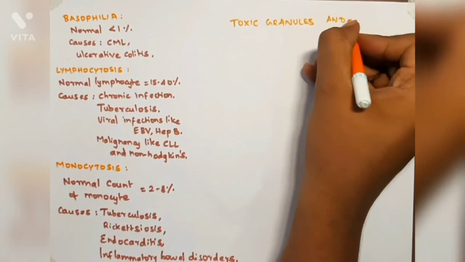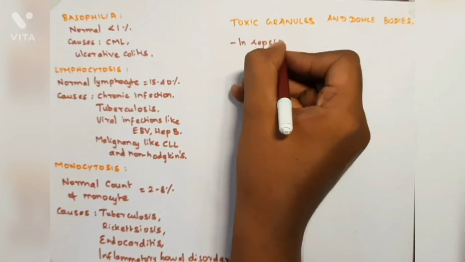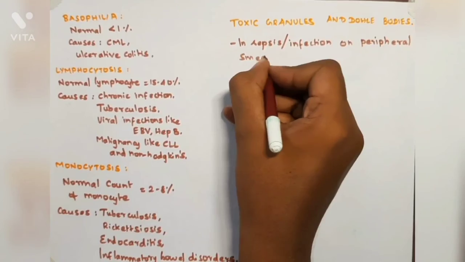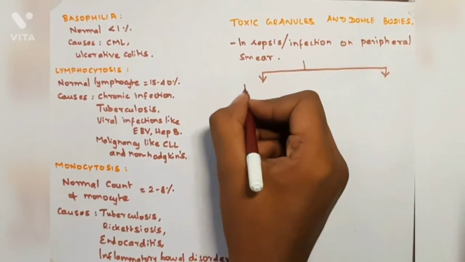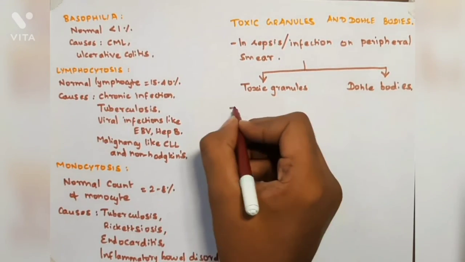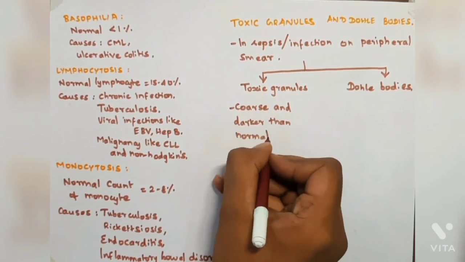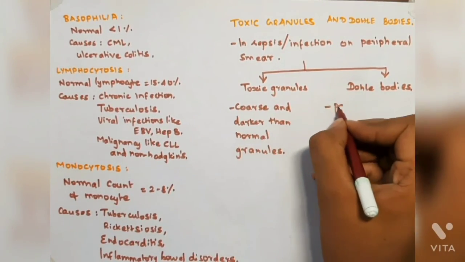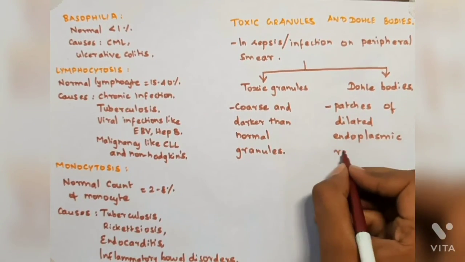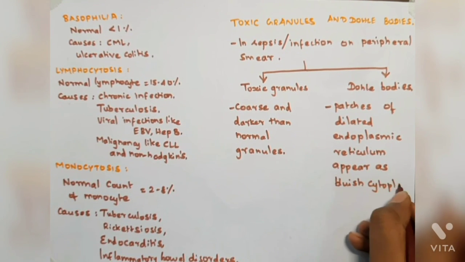Toxic granules and Döhle bodies. In sepsis or infection on peripheral smear, toxic granules are coarse and darker than normal granules. Döhle bodies are patches of dilated endoplasmic reticulum, appearing as bluish cytoplasmic puddles.